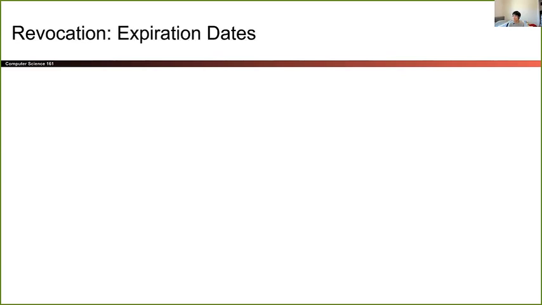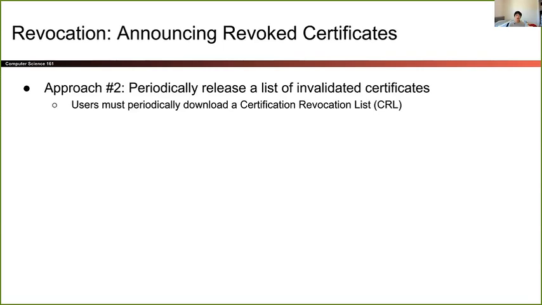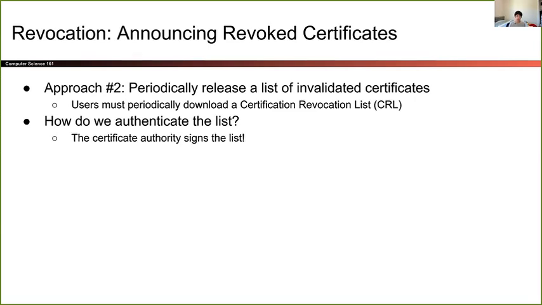All right. Let's go back to announcing invalidated certificates. These are going to be called certificate revocation lists because they're a list of revoked certificates. And so we have to ask the question of how do we authenticate the list? And the answer is that the CA is just going to sign this list. So this list will basically include something like, the certificate whose serial number is, let's say, 0xDEADBEEF is now revoked, and this statement is signed by the certificate authority.